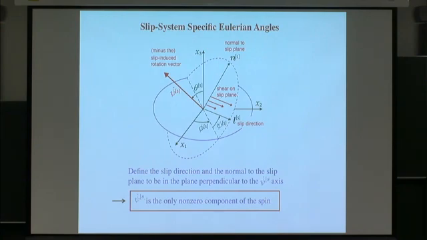So when you slip on that slip system, you get vectors that look like this. You use your right-hand rule, and you find out that the spin is perpendicular to that plane, and it's the only component of the spin that you've got when you define your n and l in this way. So as I say here, psi dot superscript s is the only non-zero component of the spin when you define your Eulerian angles correctly.